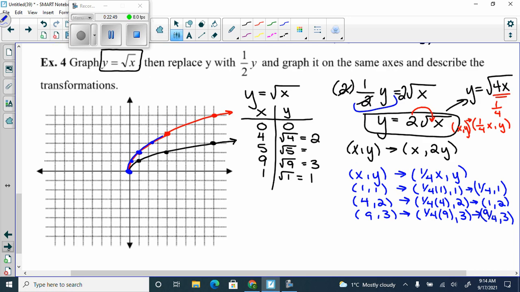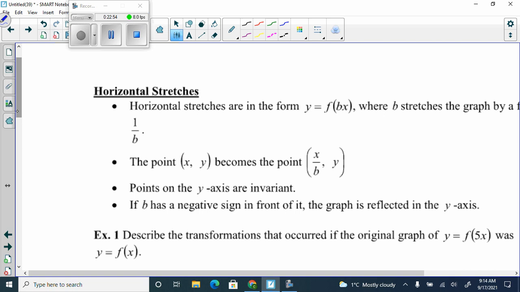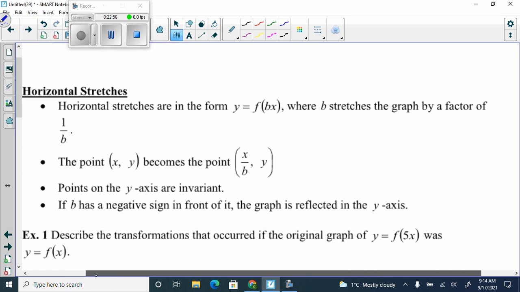So, shift, move. Here, horizontal stretches. Voila, we've learned it already. Horizontal stretches are in the form of y equals f(bx), where b stretches the graph by a factor of 1 over b. And it's because it's with that x, right? We can't move it.